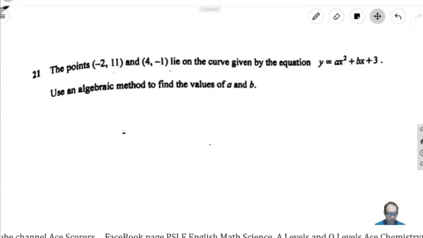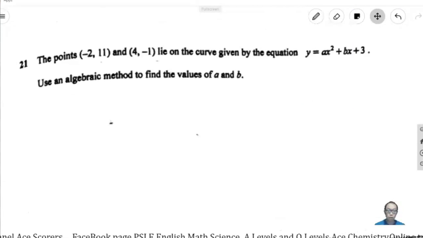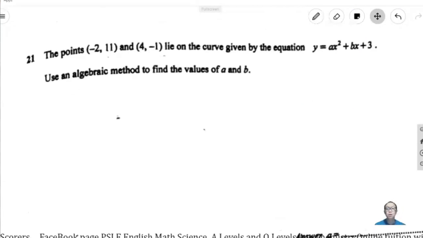This is another 4 marks question. It's 2018. So the points, these two, now this is coordinate geometry, okay? This is not vector, so it's tested. Coordinate geometry is still tested. So use an algebraic method to find the values of A and B.